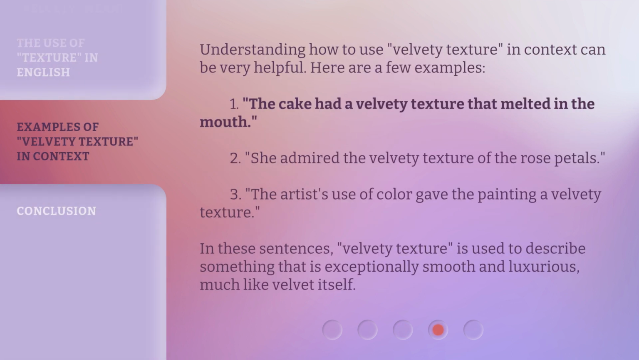Understanding how to use velvety texture in context can be very helpful. Here are a few examples. 1. The cake had a velvety texture that melted in the mouth. 2. She admired the velvety texture of the rose petals. 3. The artist's use of color gave the painting a velvety texture. In these sentences, velvety texture is used to describe something that is exceptionally smooth and luxurious, much like velvet itself.